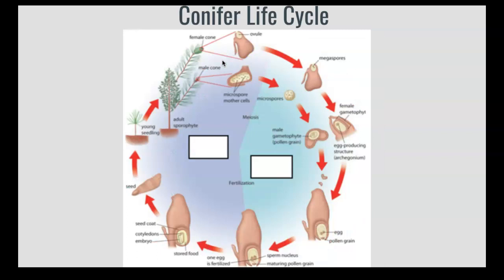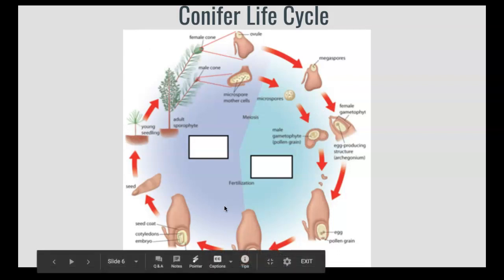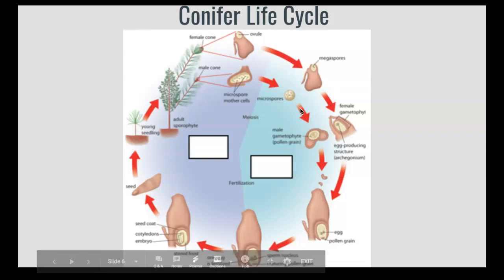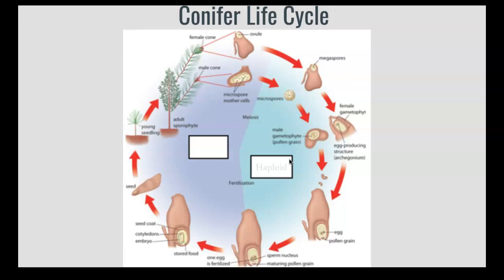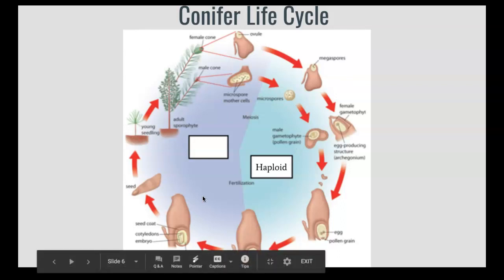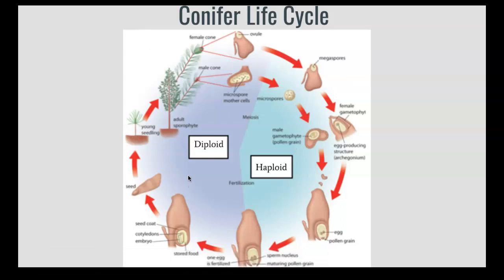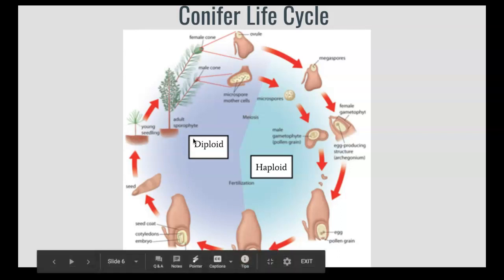Conifers, so a type of tree, it says that we have gametophytes over here. It goes through fertilization, then we have sporophytes, and then meiosis. So the blue side should be our haploid side, and then once fertilization happens, that should be our diploid side. And then we continue in the circle.